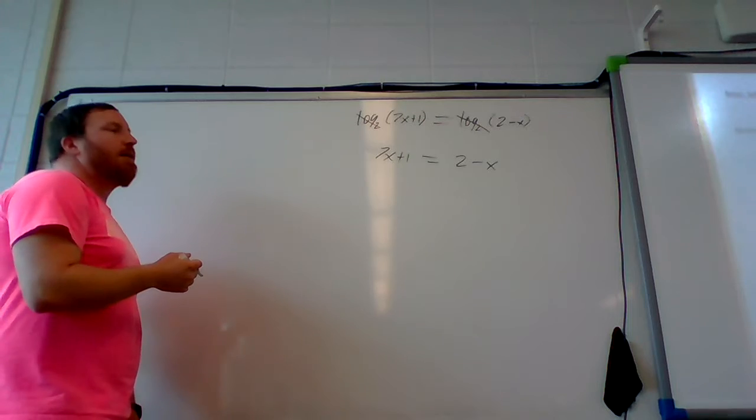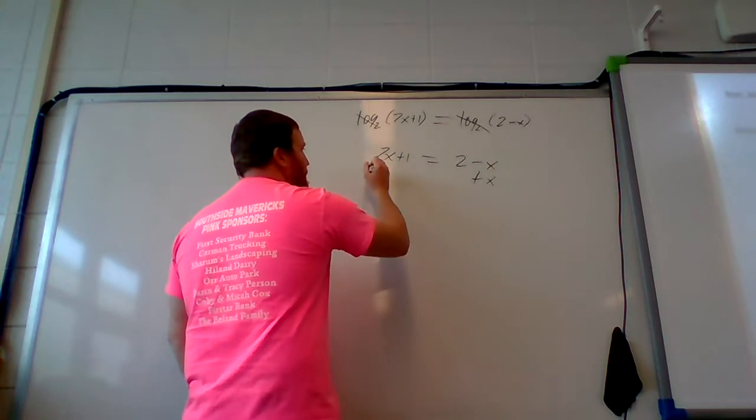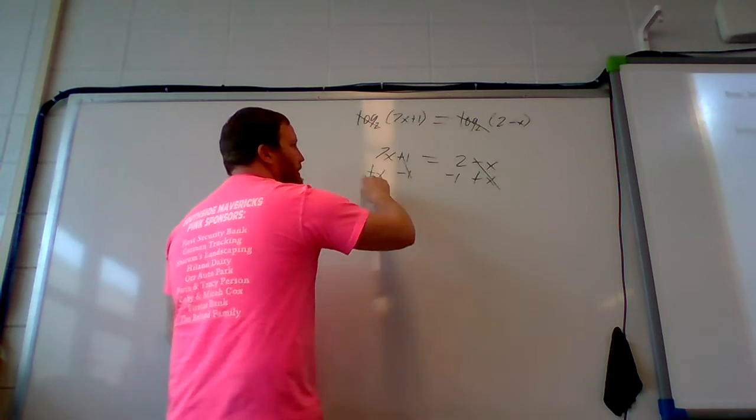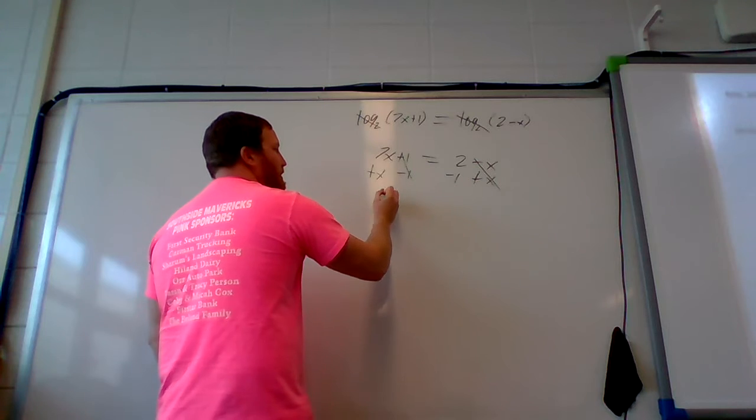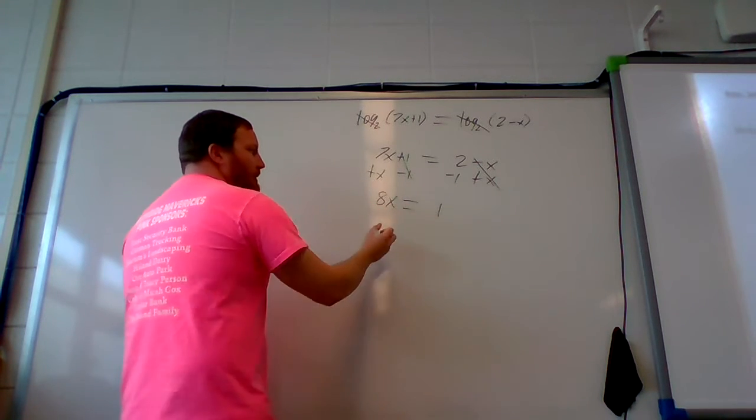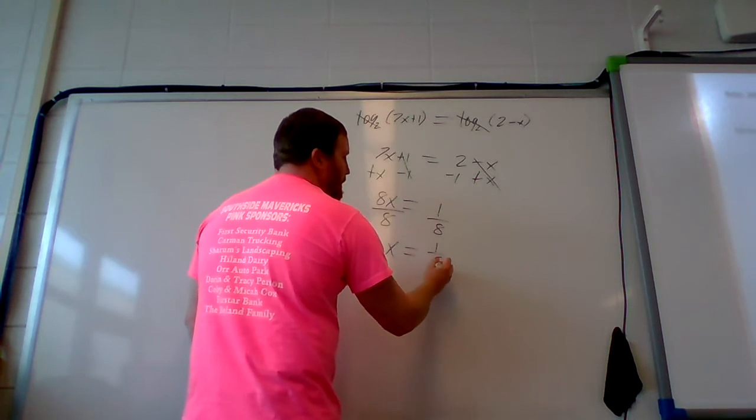Then I would add x, and then subtract our 1. And so we got 7x plus x, or 8x. 8x equals 1, and then divide by 8. So we get x equals 1/8.